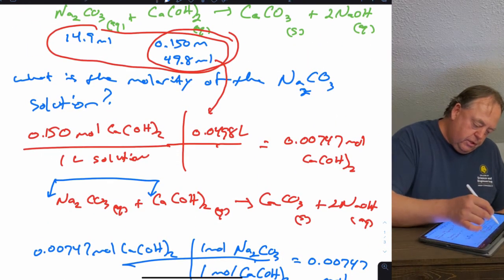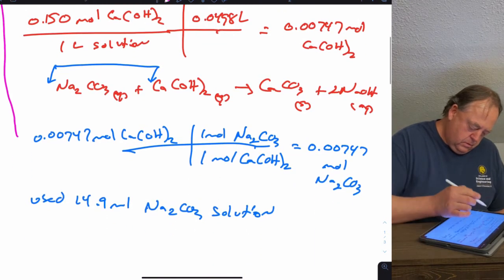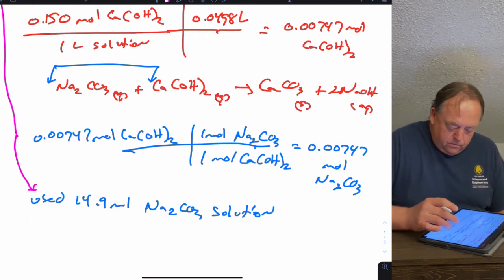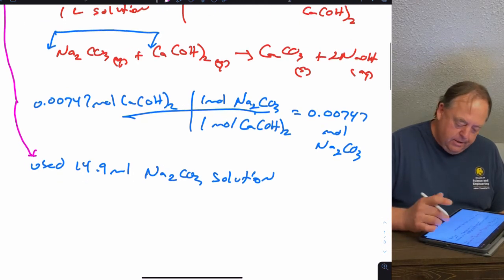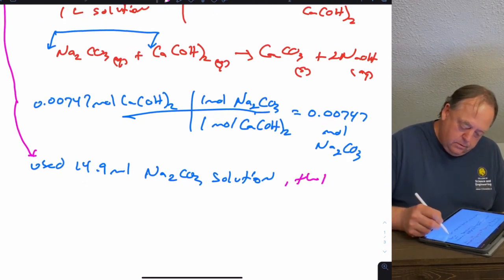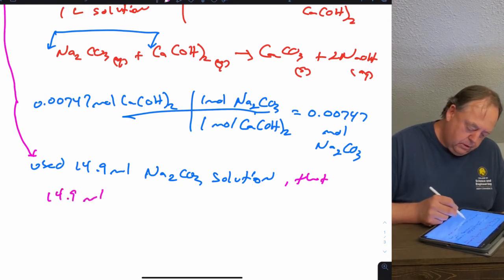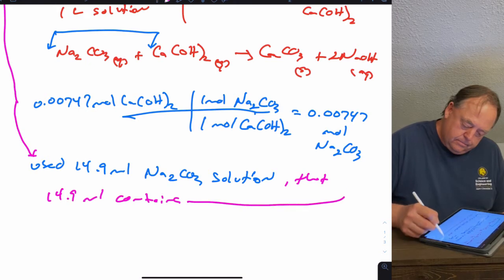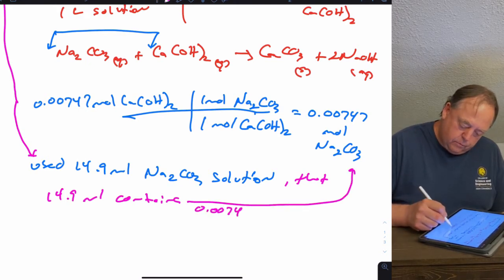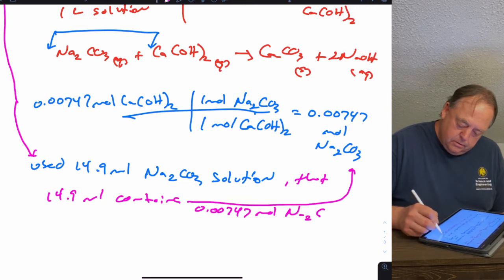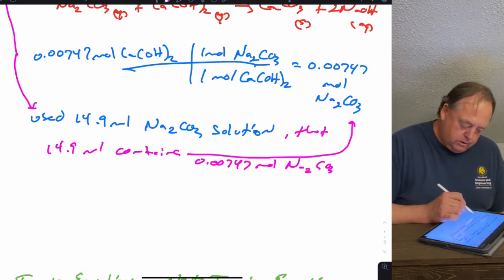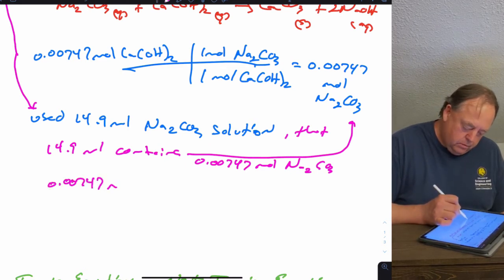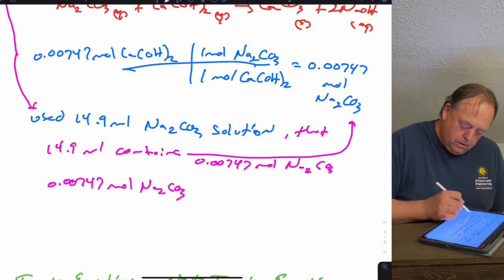your initial, it told you that you started with, well, it required 14.9 mL of sodium carbonate solution to react with the calcium hydroxide, and that 14.9 mL contains 0.00747 mole of sodium carbonate, so you can calculate the molarity. So molarity is moles divided by liters, so 0.00747 mole of sodium carbonate.